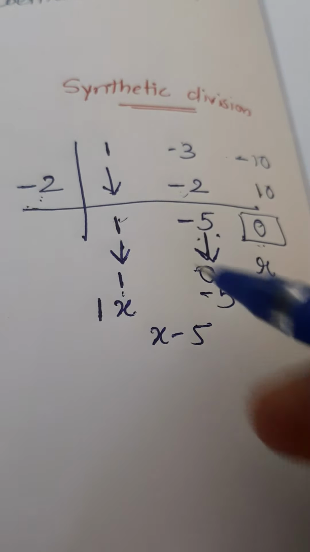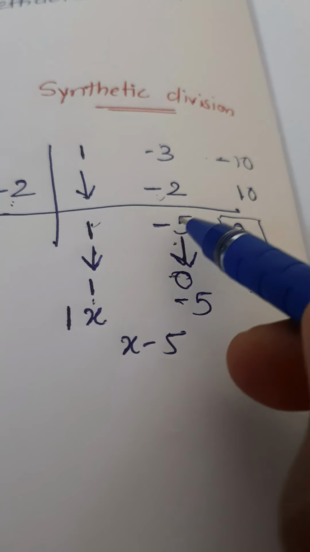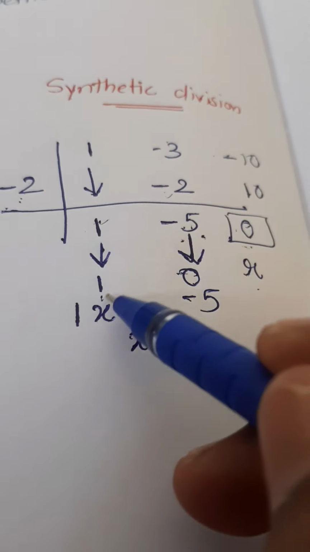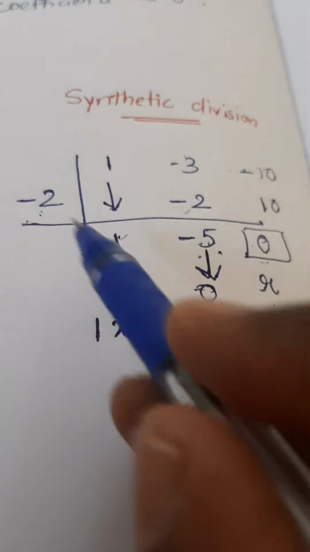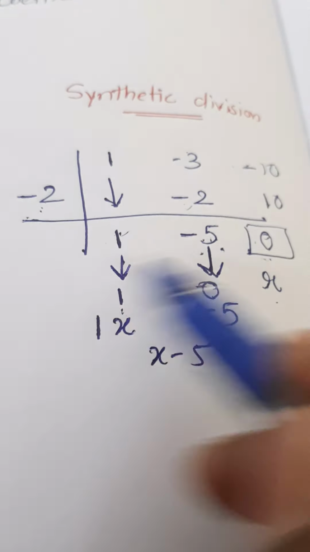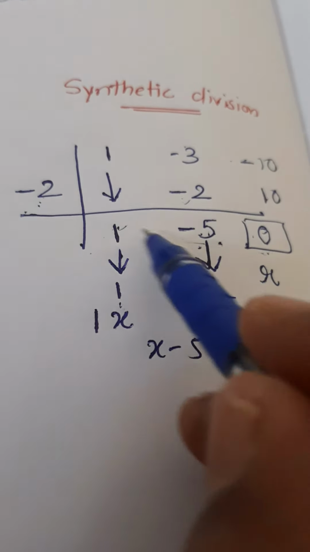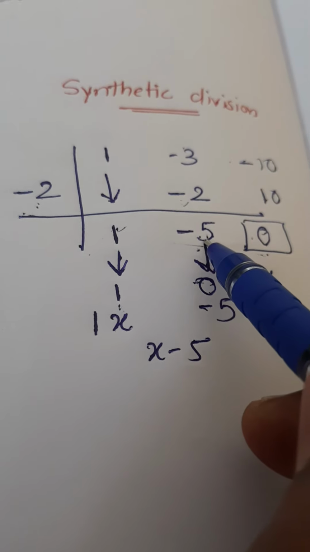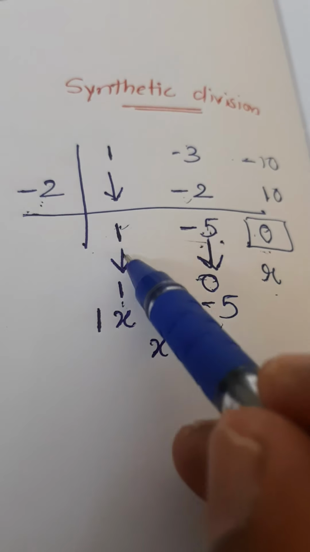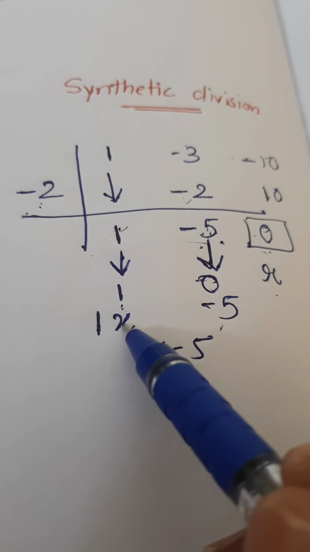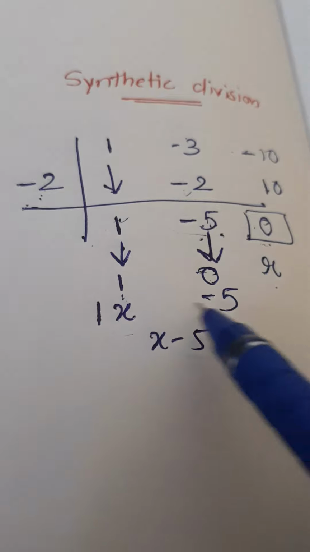So I'll just repeat how I came to x minus 5. The last number of this third row will be your remainder. The number next to it will have degree 0. The number next to it will have degree 1. That is, if you go from right to left, the degree keeps on increasing: 0, 1, 2, 3, etc. Here you have only two numbers, minus 5 and 1, and these are coefficients. Minus 5 has degree 0, so it is actually a constant here. 1 has degree 1, so the variable part will be x and 1 is the coefficient, so it will be 1x. So you can write this polynomial as x minus 5.